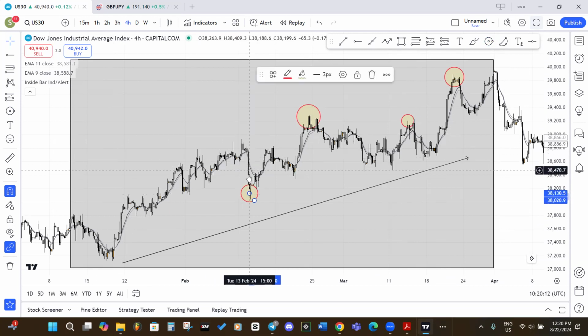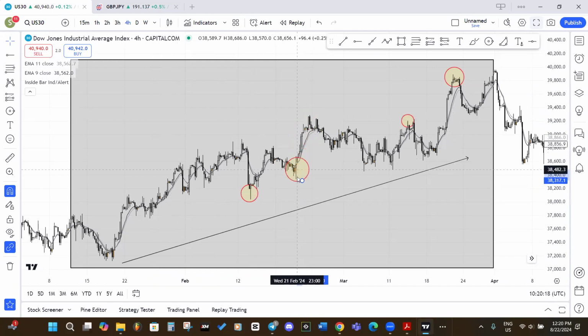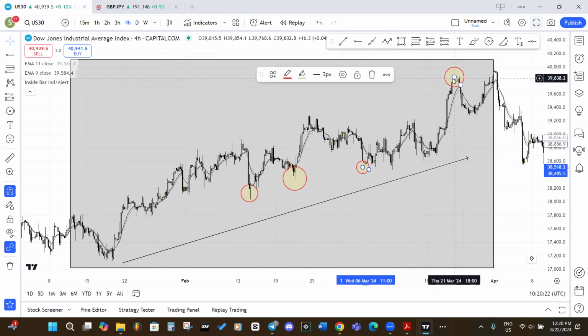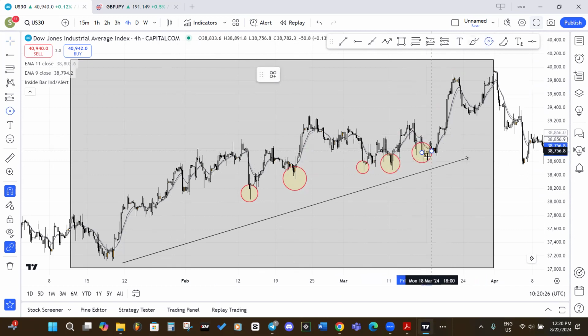So when you see a market pushing down, that's when you have to be aware that, okay, now I might get a buying opportunity. Areas such as this. Areas such as this.